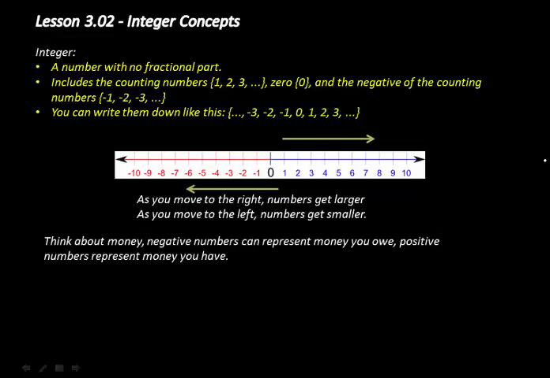If you think about money, negative numbers represent money that you owe, and positive numbers can represent money that you have. And this can also help with the concept that -12 is less than -3. If you owe $12, you have even less money than if you owe $3.